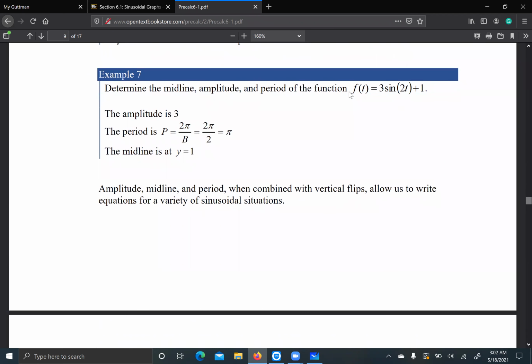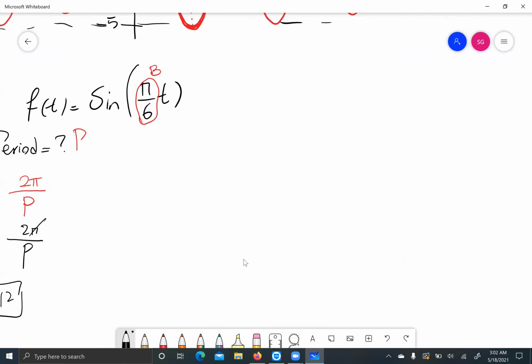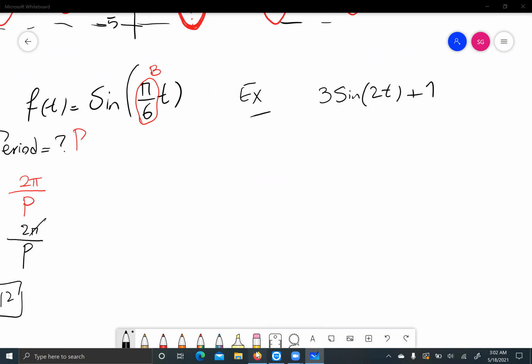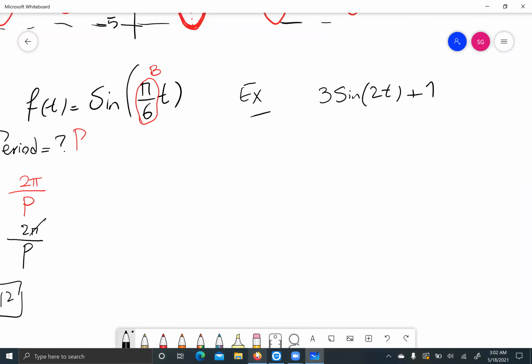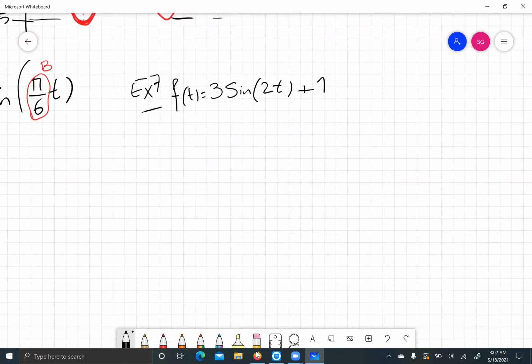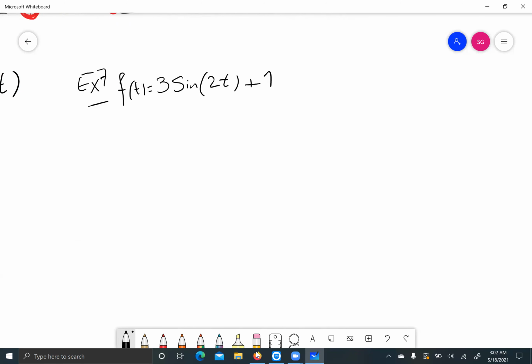Or for example, here a graph is given, and we need to determine the midline, amplitude, and period of these functions. This is the next example, example 7. The function is f of t equals 3 sine of 2t plus 1. Look, the function is multiplied by 3, this is your a. The input is multiplied by a value, and the added constant is your k.